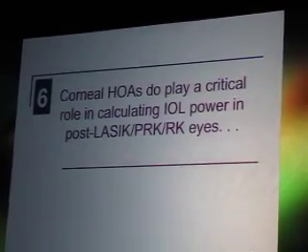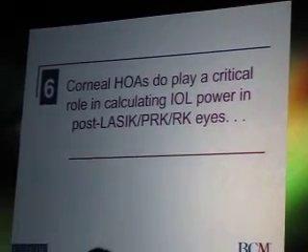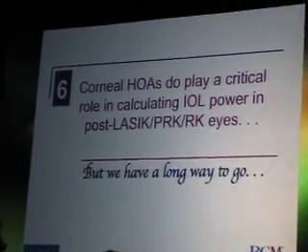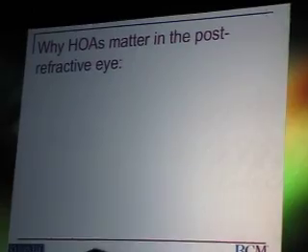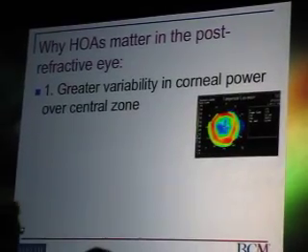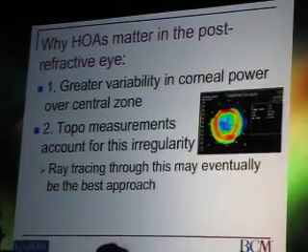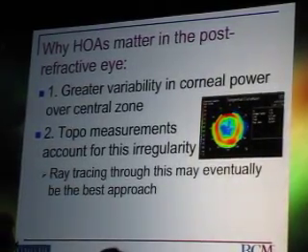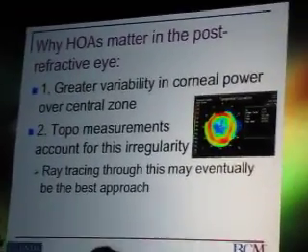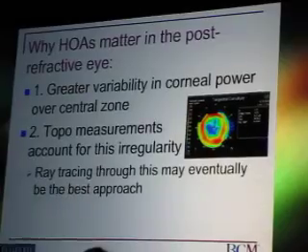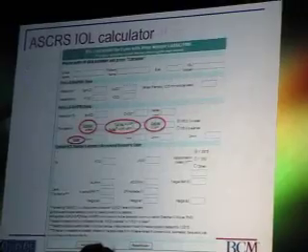However, corneal higher order aberrations do play a critical role in calculating IOL power in eyes that have undergone corneal refractive surgery. But we have a long way to go. Why do these higher order aberrations matter? It's because there's greater variability in power over the central zone, and topographic measurements account for this irregularity. And that's why we often use topography in order to do these calculations, because topography in effect incorporates the higher order aberrations by measuring the entire corneal surface over the central zone. And again, I think ray tracing holds great promise in this regard.